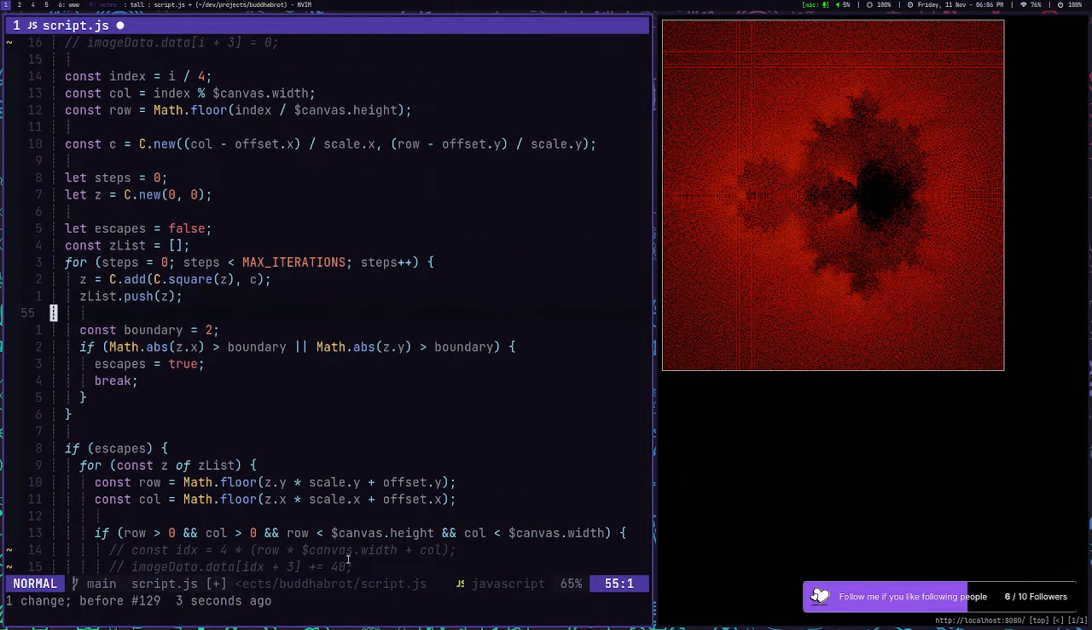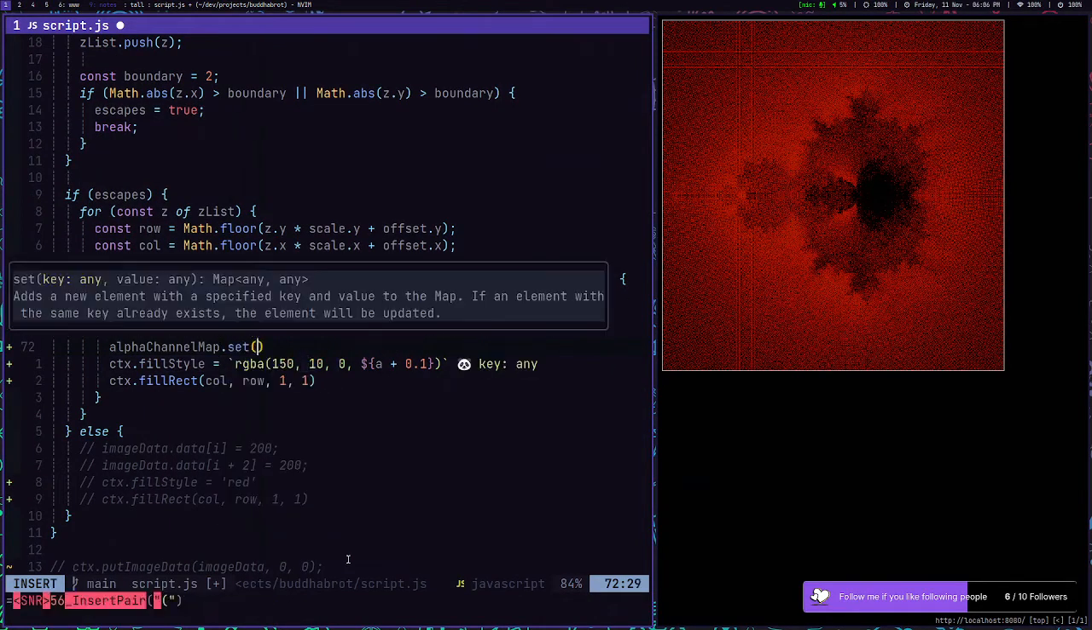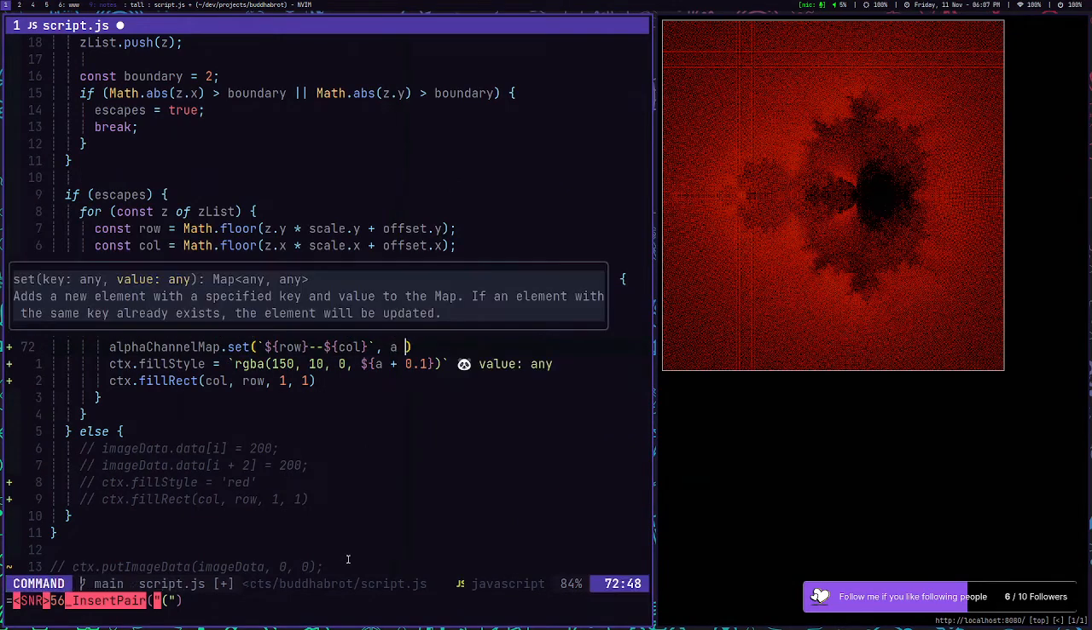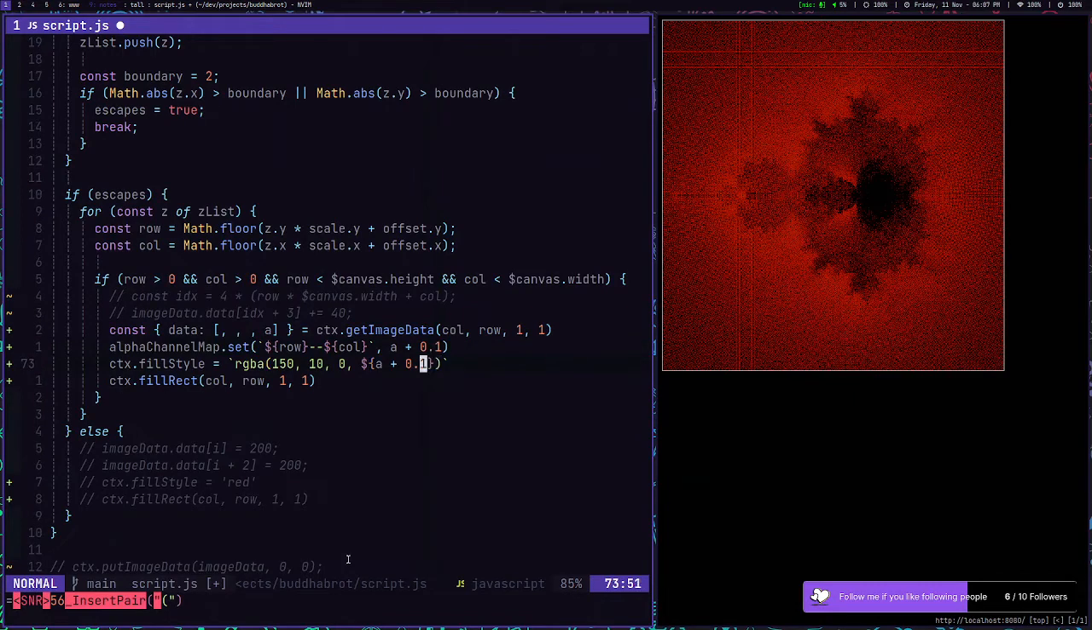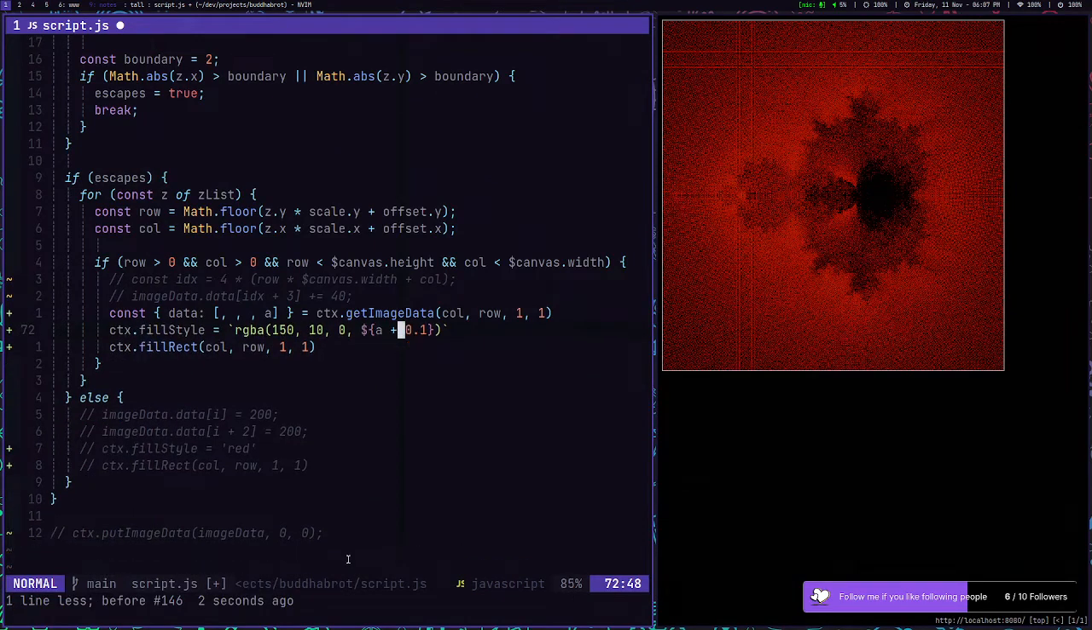Okay, let's set the, set a plus. The pixel we'll have to encode into a string like this. We do row hyphen col, but it doesn't really matter. Let's do a here, a plus 0.1. And okay, no, we just, oh wait, no.